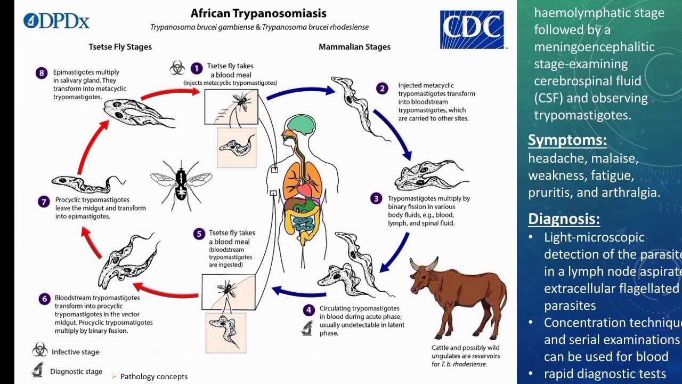When a tsetse fly bites an infected human, these trypomastigotes are ingested and transformed into procyclic trypomastigotes in the midgut of the fly. The procyclic trypomastigotes leave the midgut and transform into epimastigotes, which multiply in the salivary gland. Gradually, they transform into metacyclic trypomastigotes, which are infective to humans.